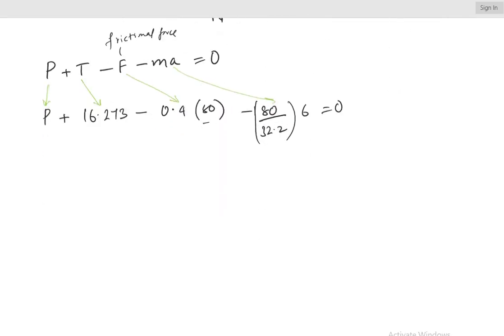Okay, so when you put all of this together and calculate, you get 30.63 pounds.